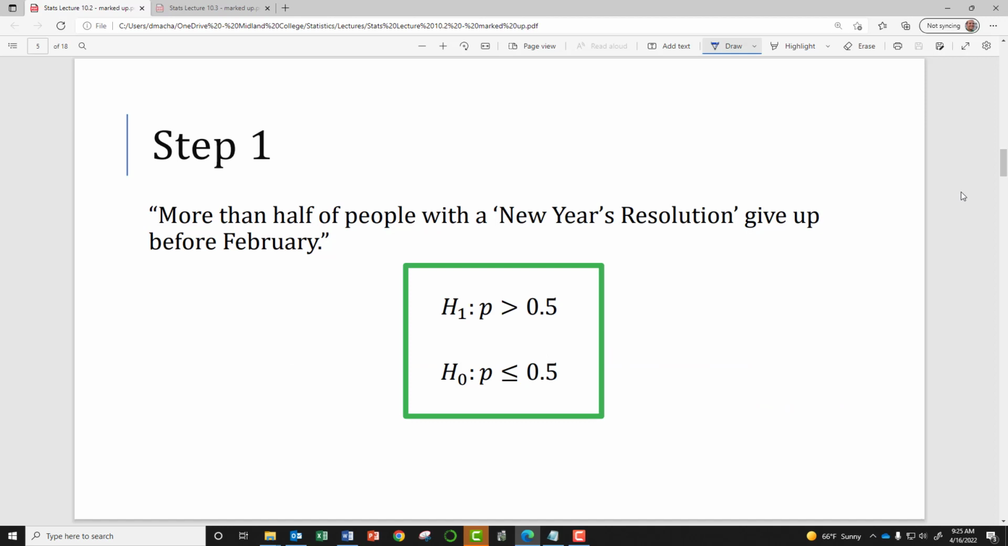And for us, I'm trying to support my claim with evidence, right? And so I'm trying to say as my alternative hypothesis that the population proportion is greater than half, because I've said more than half of people are going to give up before February. Now, the null hypothesis is going to be the converse of the alternative hypothesis. So if my alternative hypothesis is p is greater than half, then my null hypothesis must be that p is less than or equal to half.